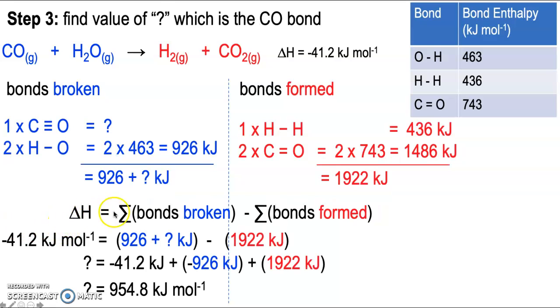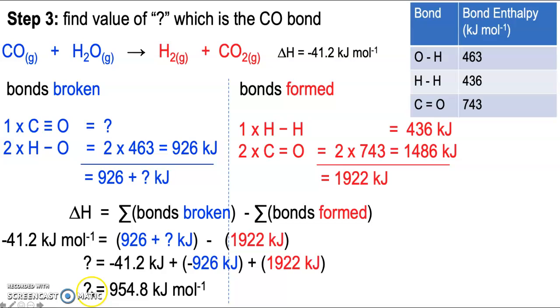Now let's use the equation that we know, which is bonds broken minus bonds formed, and put our subtotals in. We're taking our subtotal of 926 plus question mark, and we're going to subtract off 1922, which is the subtotal we found. And we do know that this will add up to the enthalpy change, which was provided, 41.2 kilojoules per mole. Now it's just straight maths. We're trying to solve this equation to find out the value of question mark. So it is going to be equal to minus 41.2. To put the 926 on the other side of the equal sign to the question mark, that is why it's minus 926. And to put this value on the other side of the equal sign, that is why it changed to plus 1922. So this is just straightforward math.